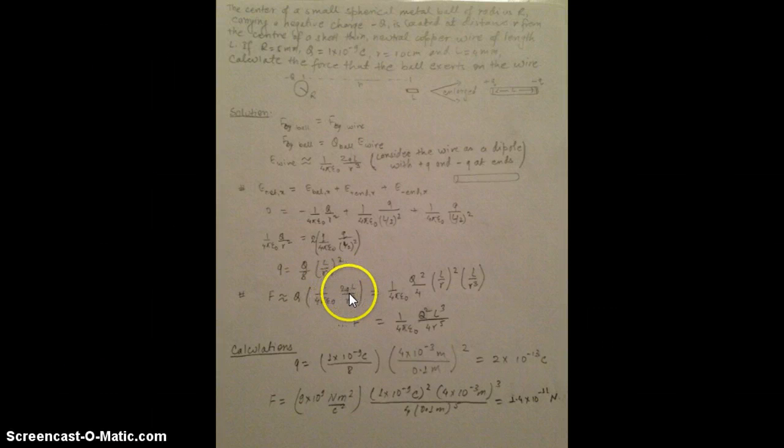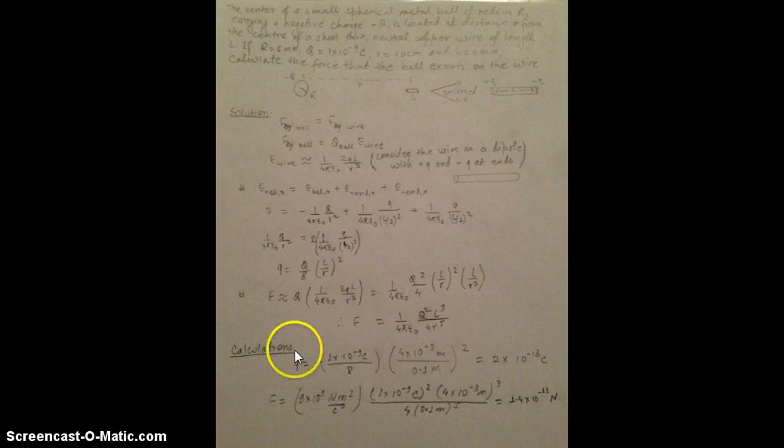We already found the value of this q, so from here we substitute the value of q, and we get the force is equal to 1/4πε0 Q squared, which is the charge of the ball, times L cubed, the length of the copper wire, divided by 4r to the power 5. The r is the distance between the metal sphere and the copper wire.